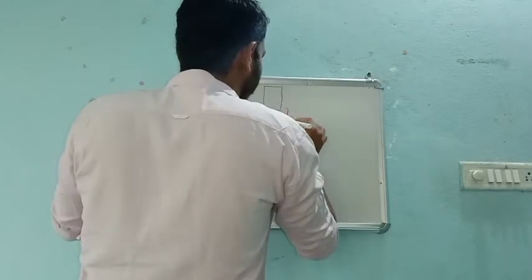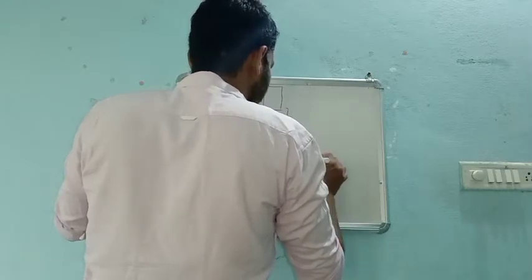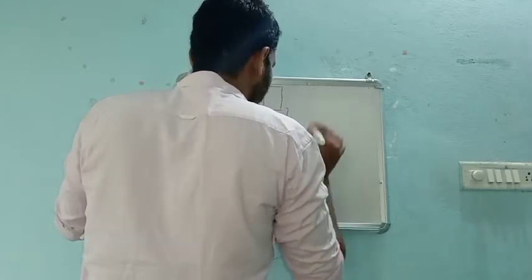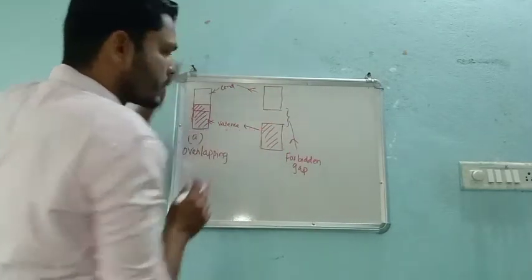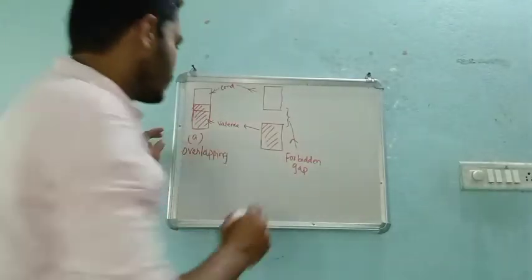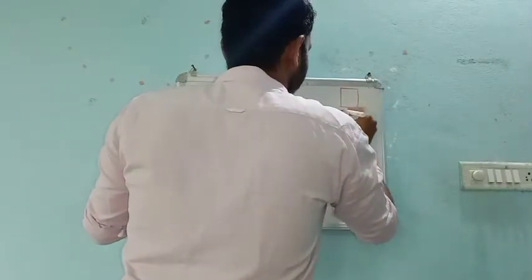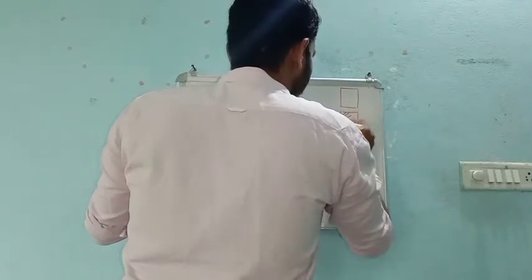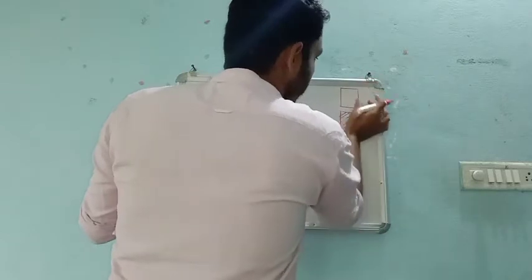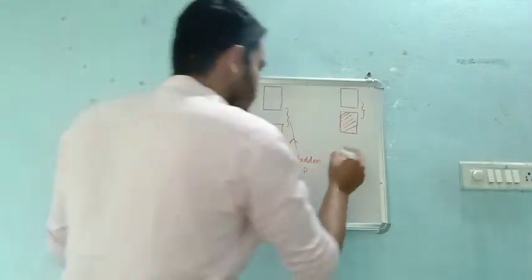This gap is called the forbidden gap, or forbidden space, between the conduction band and the valence band. Say this as B. And one more, with a small forbidden gap between the conduction band and the valence band. Say this as C.